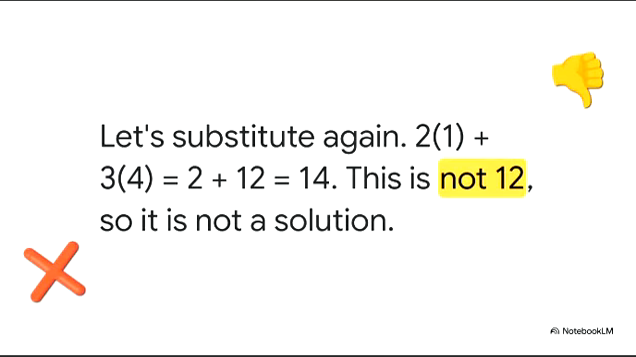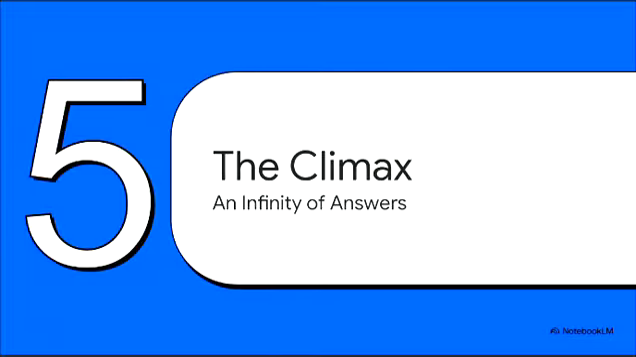Okay, but what about a different pair? Say 1, 4. Let's run the check again. 2 times 1 is 2. 3 times 4 is 12. Add them up, 2 plus 12 is 14. That is not 12. So, nope, this pair is not a solution. It has to hit that target number perfectly. So, let's recap. We know a solution is a pair of numbers, and we know how to check if a pair actually works. But how many of these solution pairs are there? 1, 10, 100? This, my friends, is where things get really, really interesting.